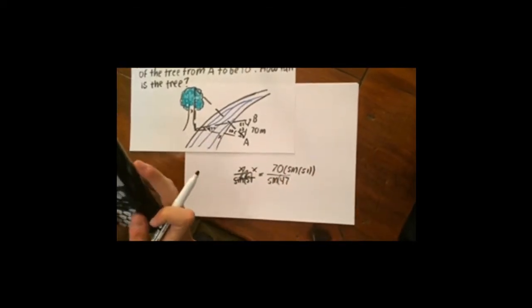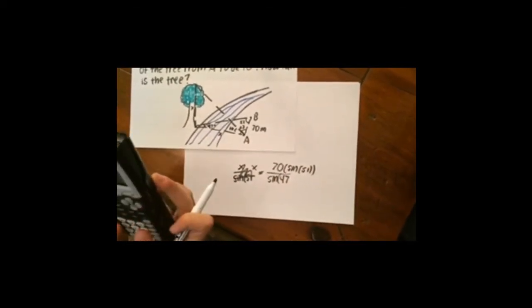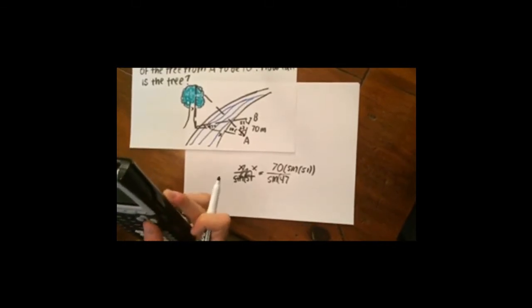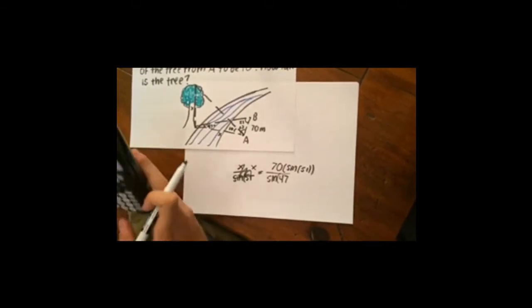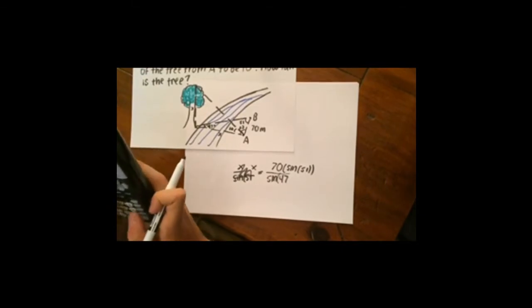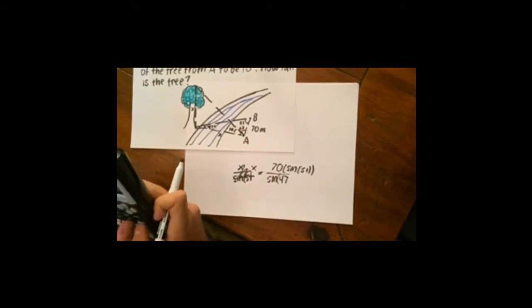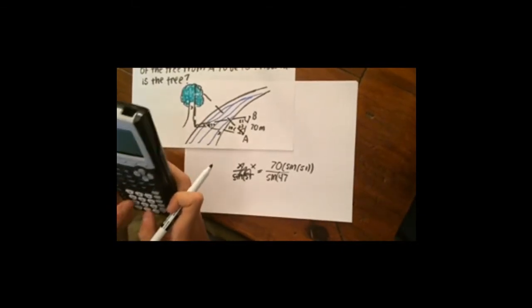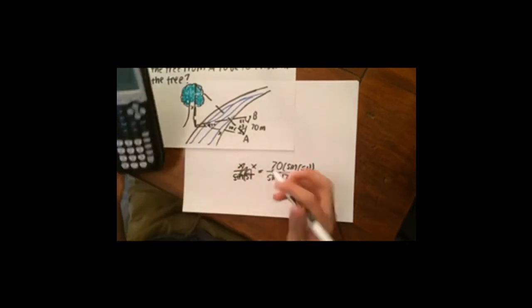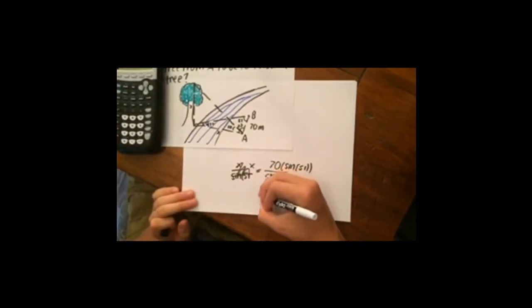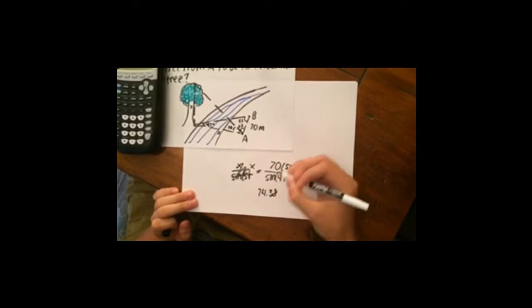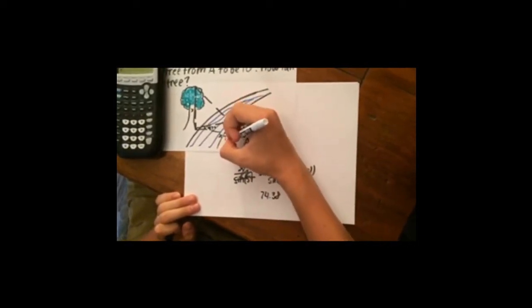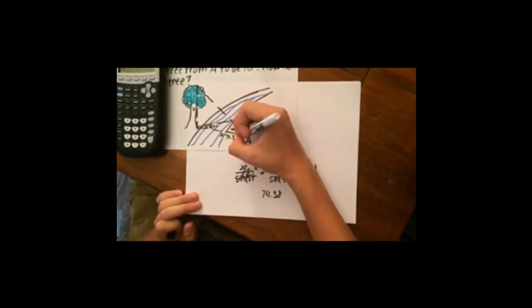So 70 sine of 51 divided by sine of 47 equals 74.38. So that is this side length right here.